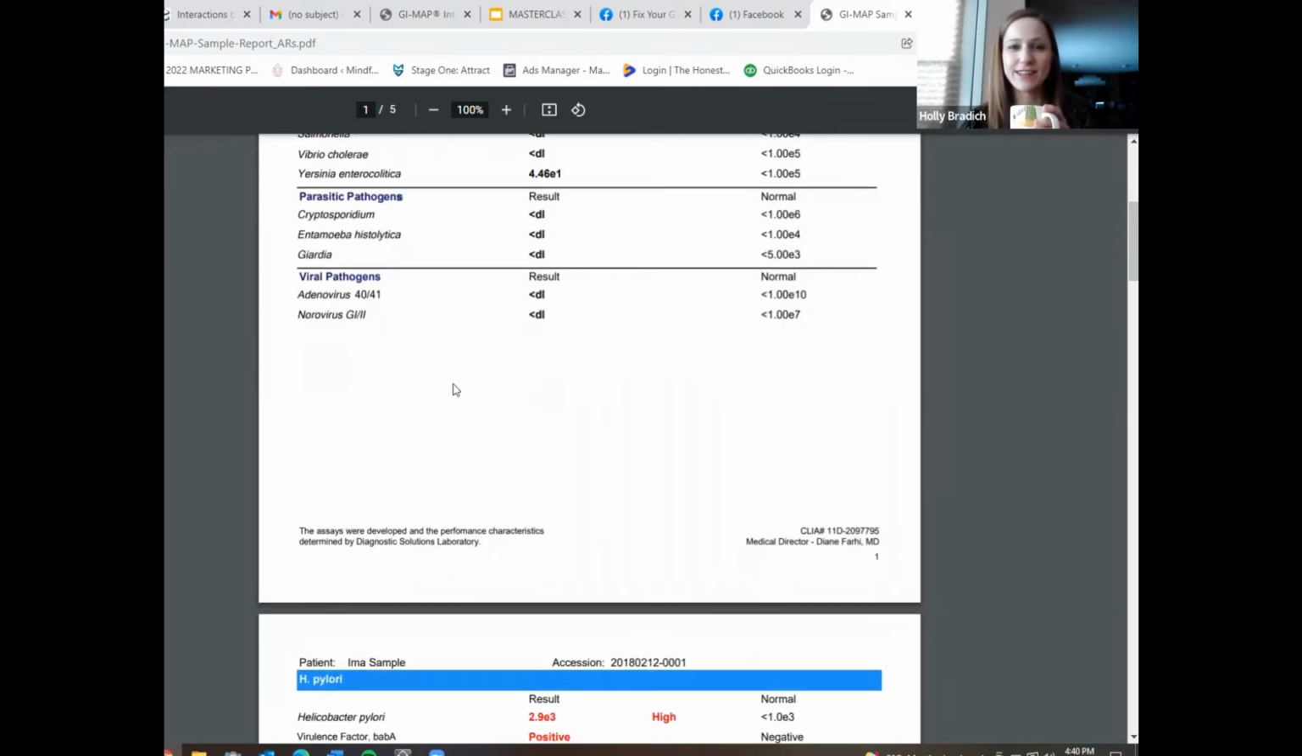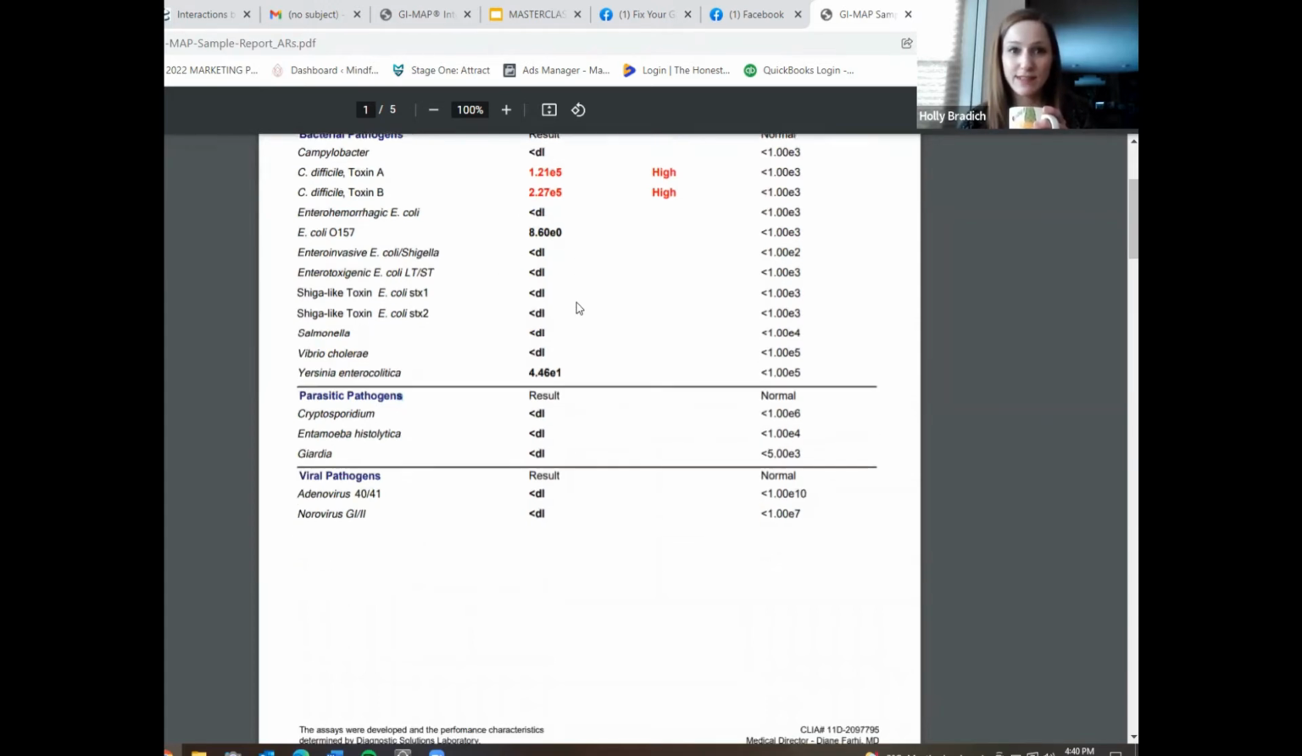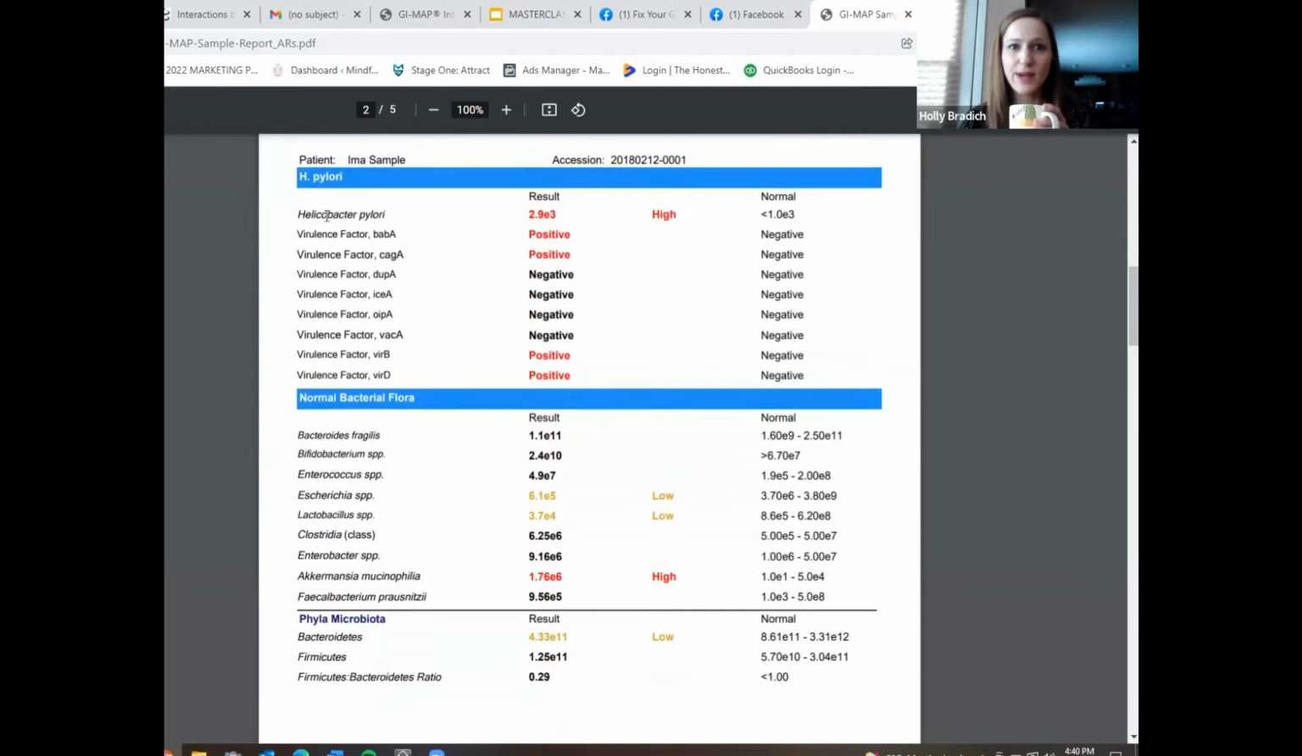Obviously, this is not testing COVID, but we are testing for other common viruses. So everything looks good so far. The only thing this person has is those toxins for C. diff. So they may have come in contact with C. difficile at some point. Let's go down now. We're looking at H. pylori here. H. pylori you may have heard of. And that is the bacteria that causes ulcers, stomach ulcers.